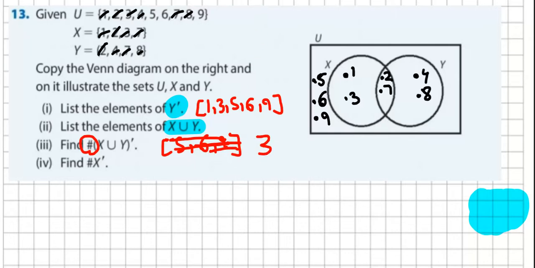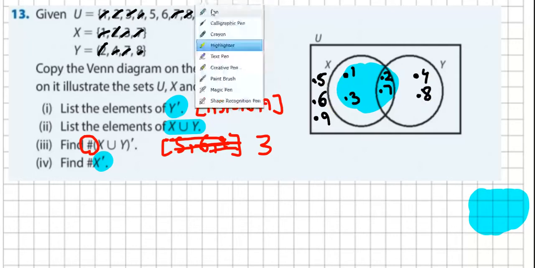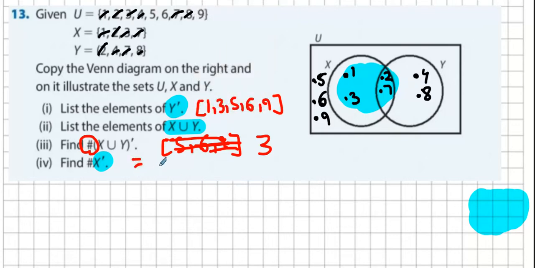Lads, last one. X complement. Everything that's outside of X. How many items are outside of X? 1, 2, 3, 4, 5. Is that the second last question, is it?